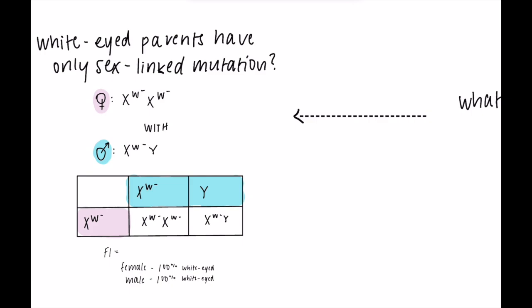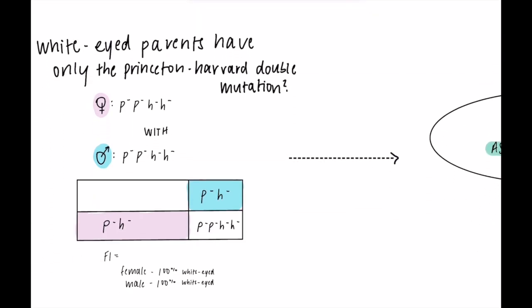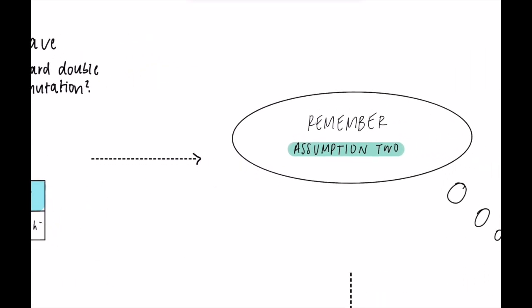We see 100% white-eyed offspring in both female and male progeny, and this would suggest that we're dealing with a single mutation. Similarly, if the white-eyed flies possess only the Princeton-Harvard double mutation, we would again observe 100% white-eyed offspring in both crosses. This is to emphasize our initial hypothesis of having 2 separate mutation strains.